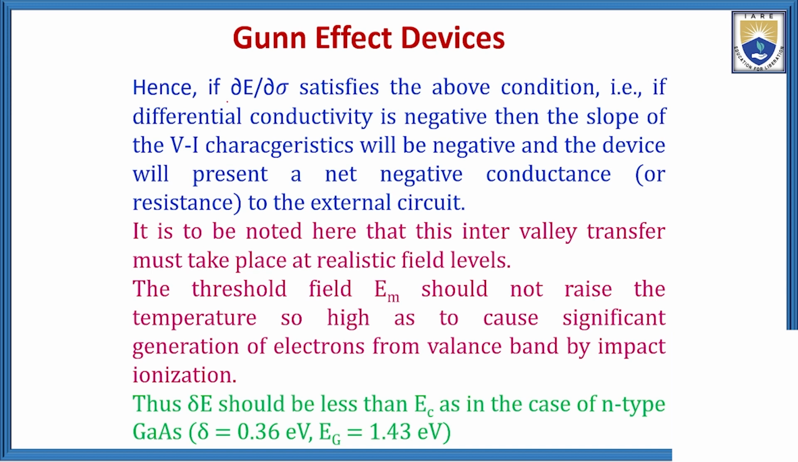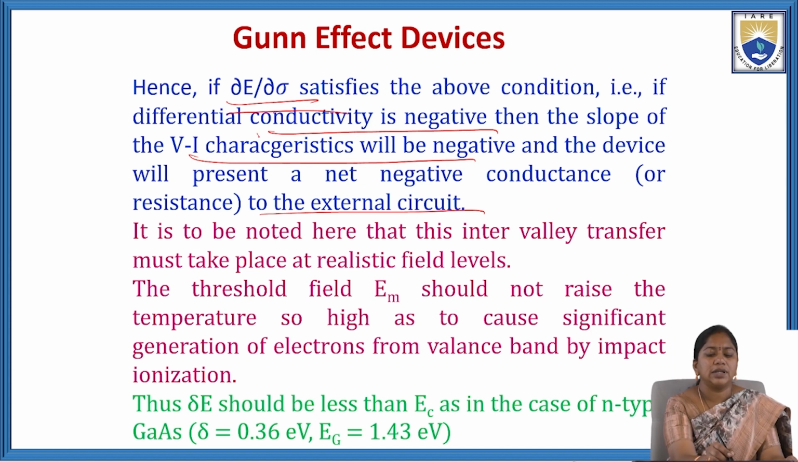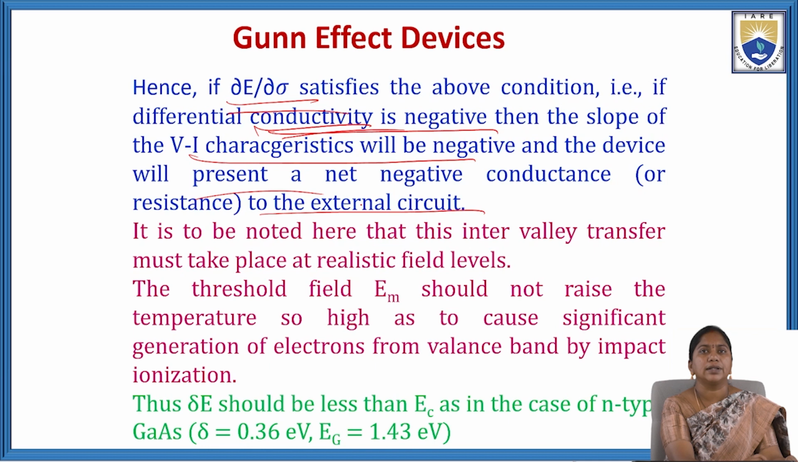Hence, if d sigma by dE satisfies the above equation, that is, if differential conductivity is negative, then the slope of the VI characteristics will be negative and the device will present a net negative conductance or resistance to the external circuit.